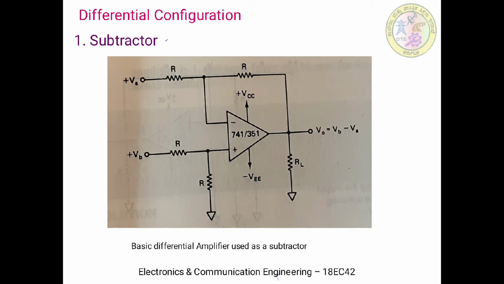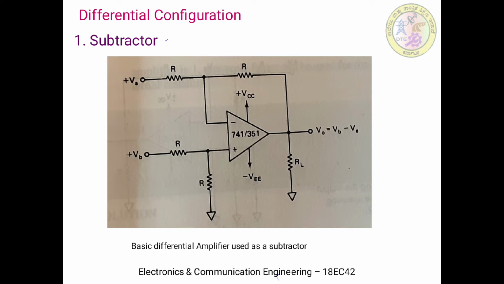So here the input signals are VA and VB, and their values can be scaled by using some appropriate external resistors. But here in the circuit, all the resistors are taken to be equal and their values are equal to R. Further, if the inputs have to be scaled, then different resistors can be used. So here you can see the circuit diagram that the input VA is applied to the inverting terminal, whereas input VB is applied to the non-inverting terminal.